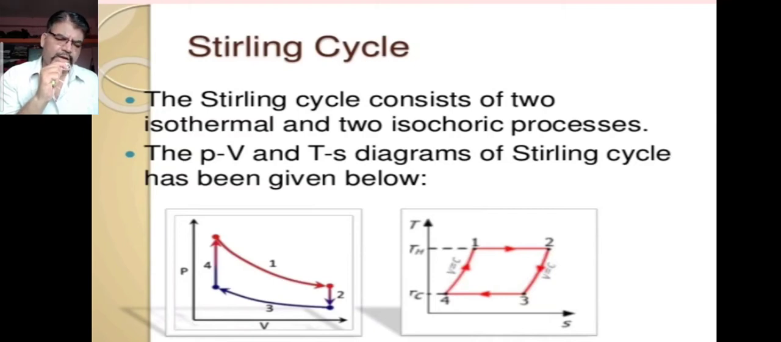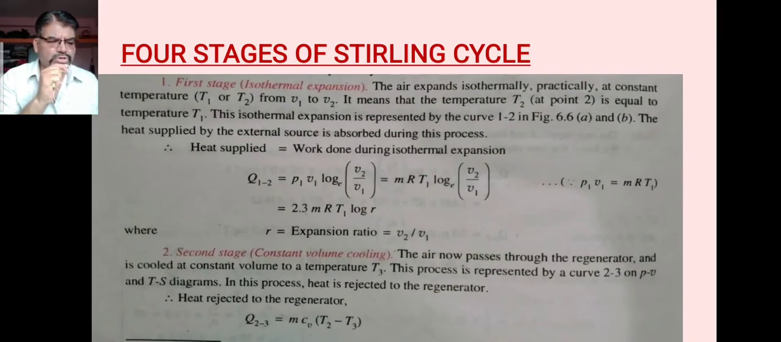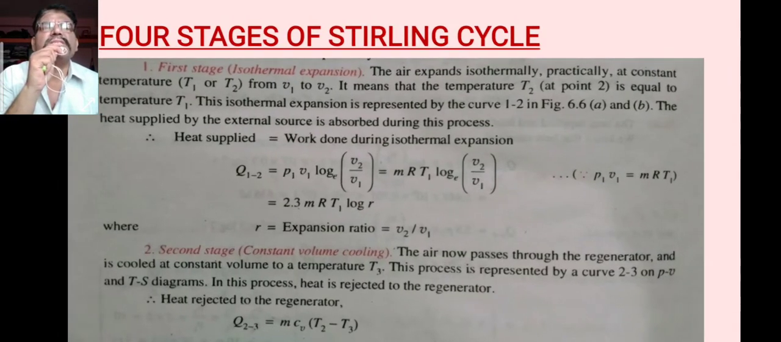Then 3 to 4 represents isothermal compression, and 2 to 3 and 4 to 1 represent constant volume processes, or constant volume operations. So this cycle consists of two isothermal processes and two constant volume processes, which means two isochoric processes. In this cycle there are four processes.